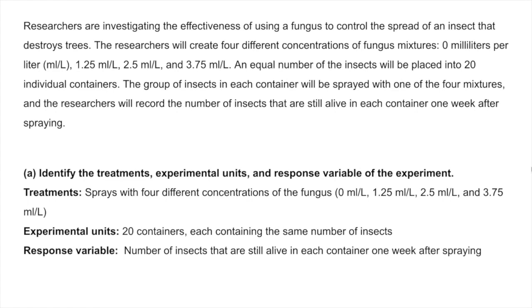Our experimental units are what we are experimenting on, and that is the 20 containers that each contain the same number of insects. And the response variable is what we're trying to find the answer for, what we're testing. At the end, we're going to compare the number of insects that are still alive in each container 1 week after spraying. That will be our response variable, what we're going to compare at the end of the experiment.